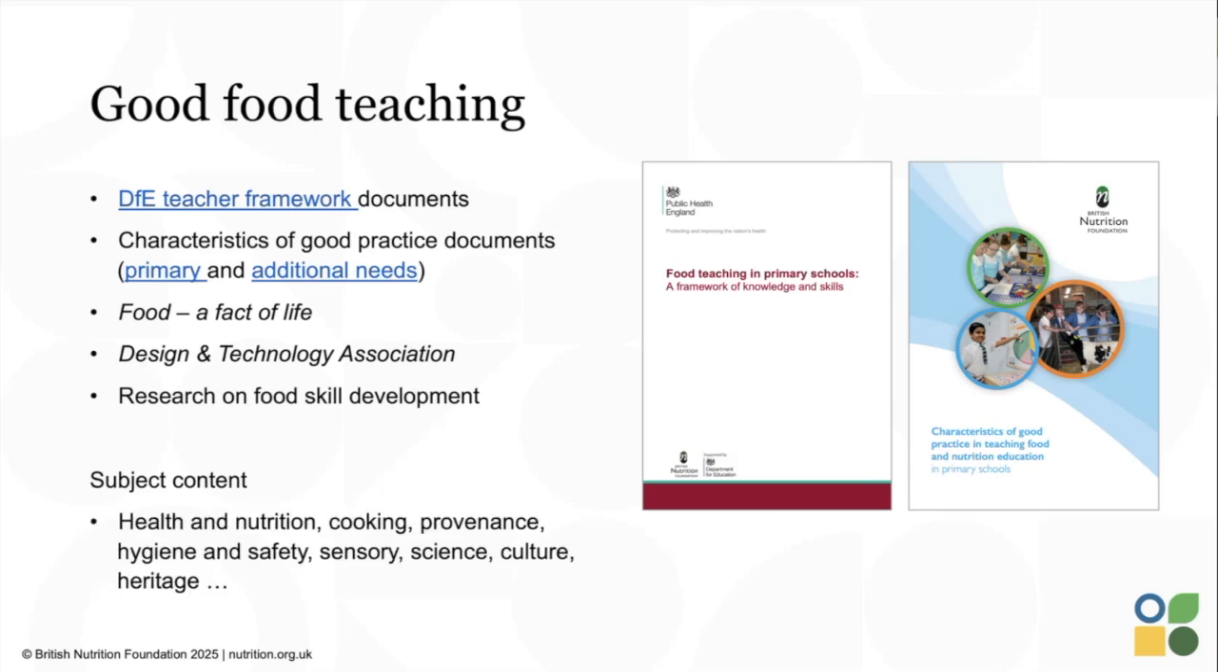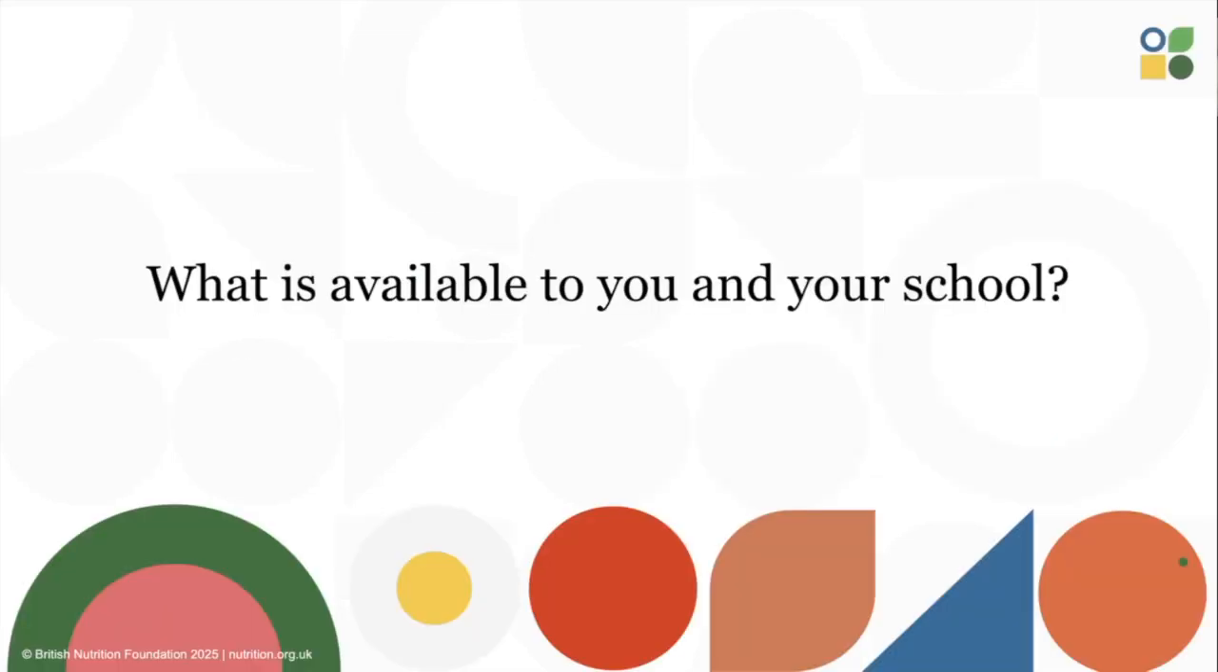Also thinking about subject content. So we've tried to be thinking about what pupils need now, but also what pupils will need in the future, and actually what really creates a good curriculum. So we're making sure that we've covered health and nutrition, cooking, provenance, so that's where food comes from, hygiene and safety, sensory, science, particularly as you get towards year 6 and then the transition to secondary. We've looked at food science, the culture around food, and also heritage. So there's really lots and lots of rich information and knowledge that would support good teaching for food in your primary school. Thanks, Roy.